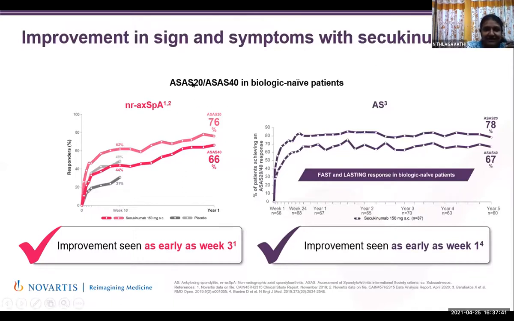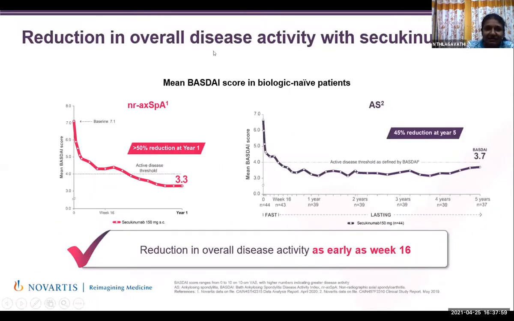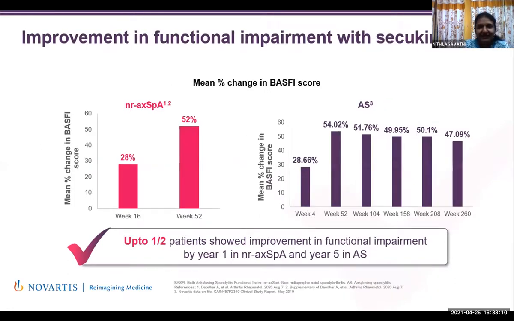ASAS is the disease activity measure, with 20% and 40% improvement in biologically naive patients. When we say naive patients, they have not been tried on any other biologic before, like no TNF blocker was tried on these patients. Similarly, on the Bath Ankylosing Spondylitis Disease Activity Index, they have a reduction in overall disease activity seen as early as 4 months. And also there is the Bath Ankylosing Spondylitis Functional Index, and these patients have functional improvement.